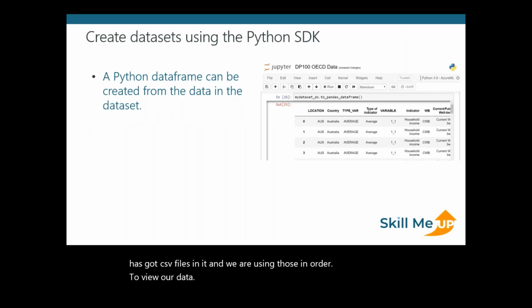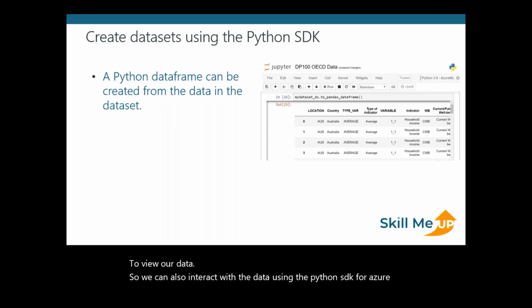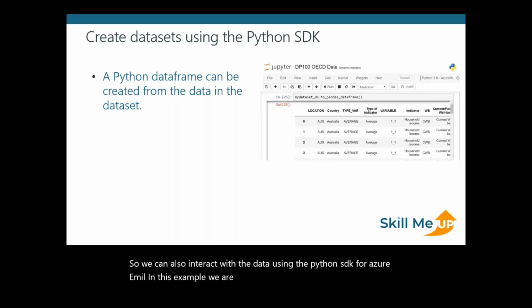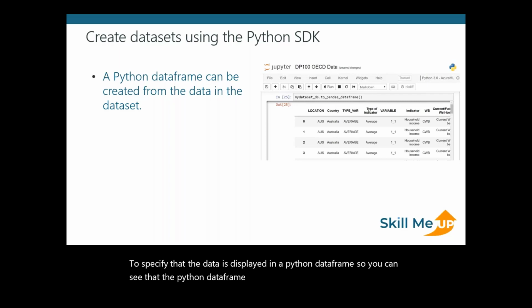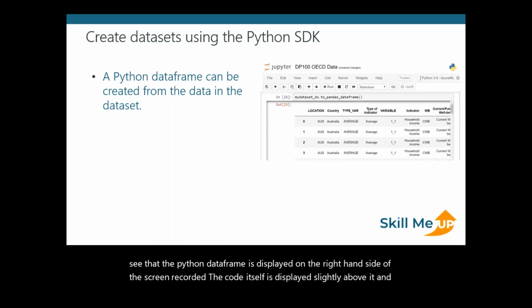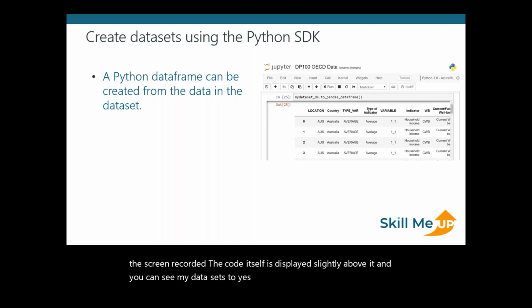So we can also interact with the data using the Python SDK for Azure ML. In this example, we are using Python code to specify that the data is displayed in a Python data frame. So you can see that the Python data frame is displayed on the right-hand side of the screen. The code itself is displayed slightly above it. And you can see the myDataset.ds variable has got the instruction after it to send the data to a data frame. So this should be familiar to people who are comfortable with Python.